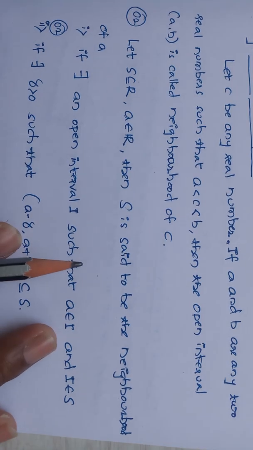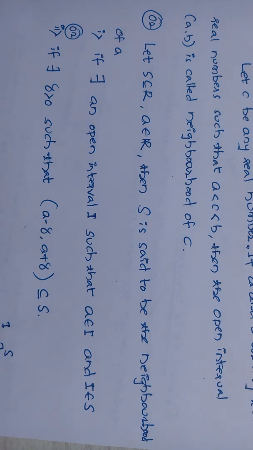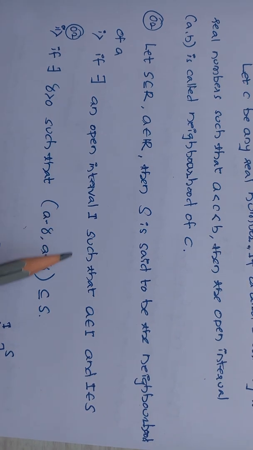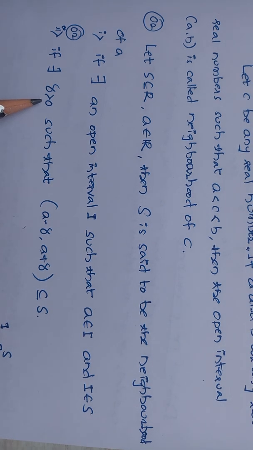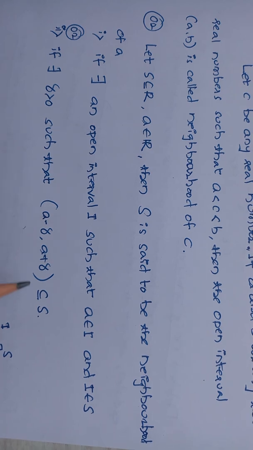Or in other words, let S be a subset of R and A belongs to R. Then S is said to be a neighborhood of A if there is an open interval I such that A belongs to I and I is a subset of S, or if there is delta greater than 0 such that (A minus delta, A plus delta) is a subset of S.